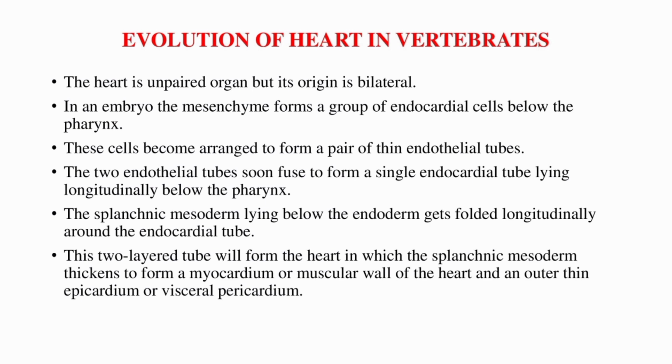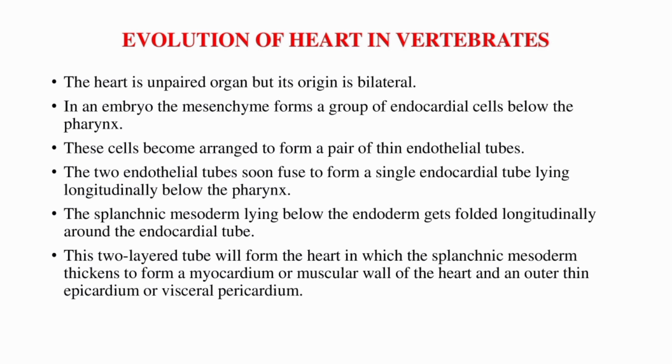Evolution of heart in vertebrates. The heart is unpaired organ, but its origin is bilateral. In an embryo, the mesenchyme forms a group of endocardial cells below the pharynx. These cells become arranged to form a pair of thin endothelial tubes. The two endothelial tubes soon fuse to form a single endocardial tube lying longitudinally below the pharynx.